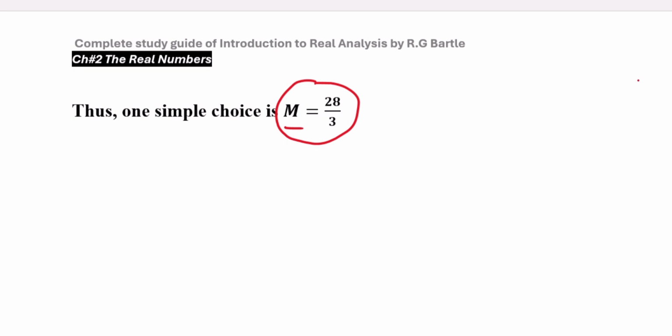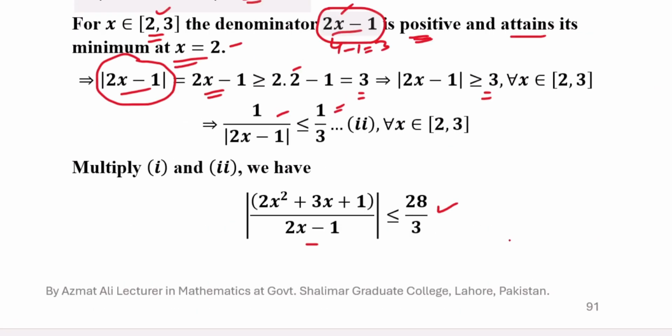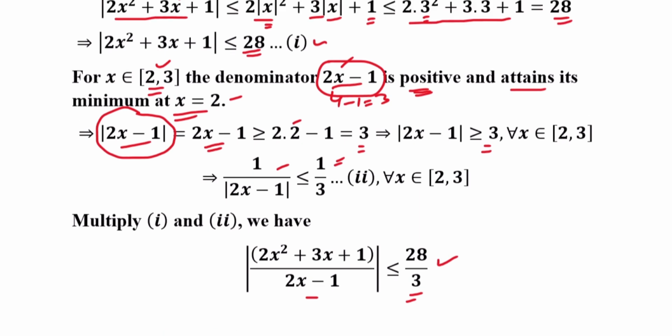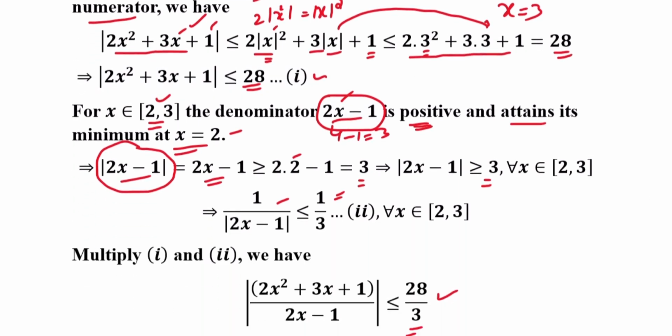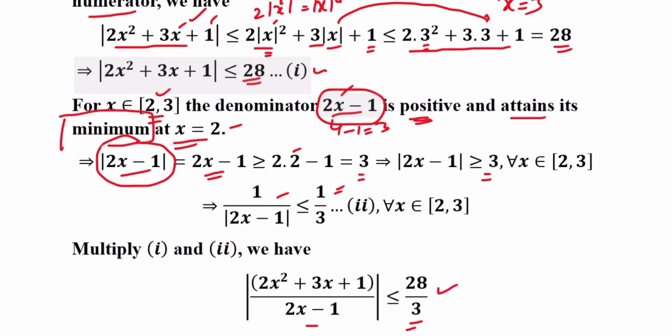In this example, we have to find a constant m, so one such constant m is 28 by 3. Now, one natural question you may ask: for the numerator we found the maximum value by putting x equal to 3, the largest endpoint of this interval, but for the denominator we found the minimum value of 2x minus 1 by substituting x equal to 2, the smallest point of this interval. Why is this different? Why do we find the maximum value of the numerator, and in the case of the denominator the smallest or minimum value?